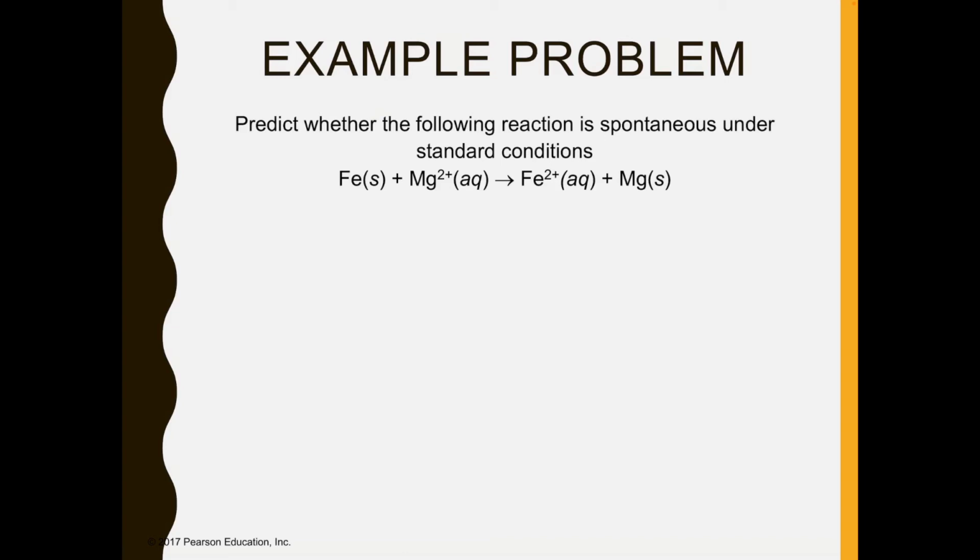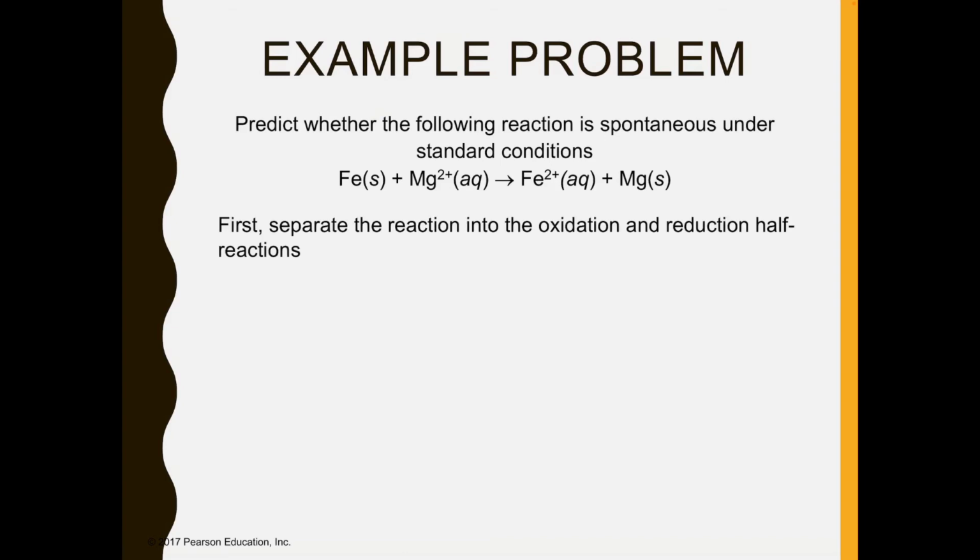So let's look at this one. This says predict whether the following reaction is spontaneous under standard conditions. So we have iron and magnesium, Mg2+, and then we're looking at Fe2+ and magnesium. So iron is being oxidized because it's lost electrons, and then magnesium is being reduced because it's gained.